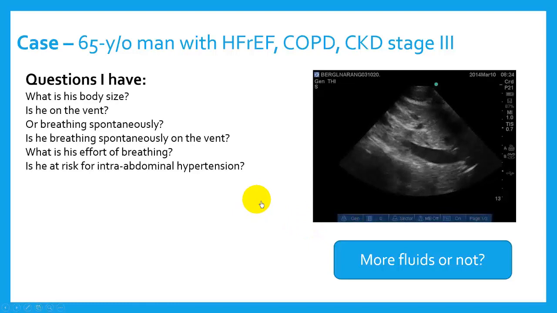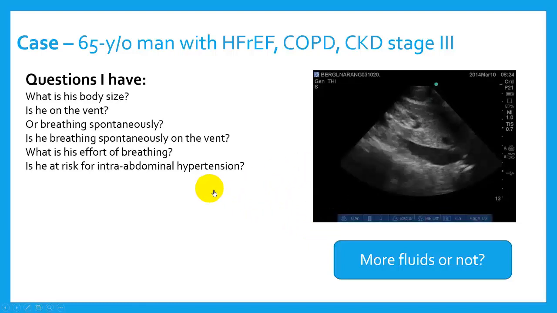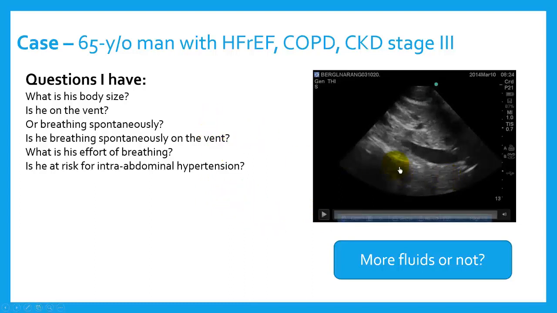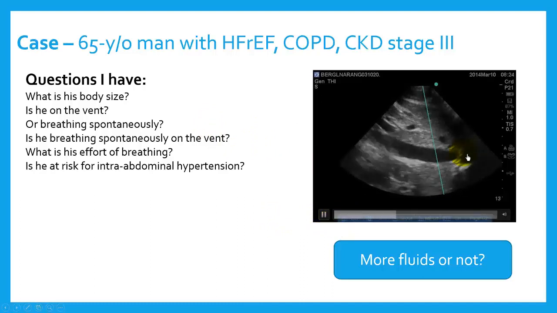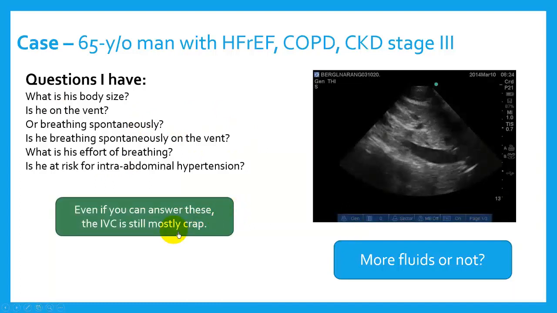What is his body size? Is he on the vent? Or is he breathing spontaneously? Is he breathing spontaneously on the vent? What is his effort of breathing? Is he at risk for intra-abdominal hypertension? All of these things will affect the IVC size and its different characteristics throughout the respiratory cycle, and I need to know some of this information if I'm going to decide whether or not to give him more fluids. And even if you can answer these questions, the IVC is still mostly unhelpful in patients like this guy.